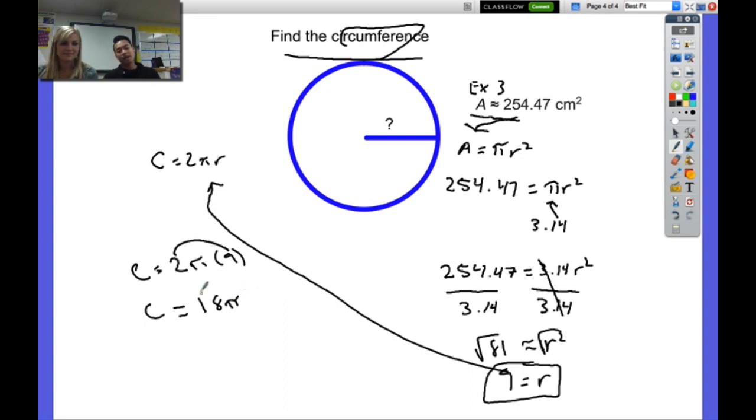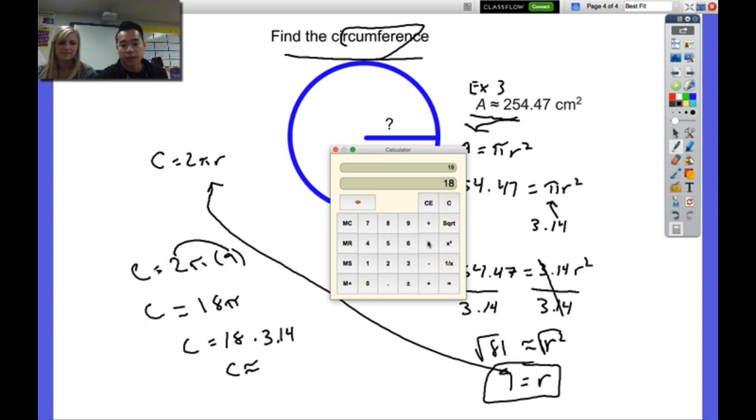Now if they're asking you to find exact, you can stop here for circumference. However, we're not telling you to find exact or approximate, so we're going to go ahead and assume that it's approximate. So we're just going circumference is equal to 18 times the approximation of pi. You should know that by now, 3.14, because we use it all over here. And then circumference is approximately 18 times 3.14. And my circumference is approximately 56.52 units. And we're not going to square that because it's circumference.